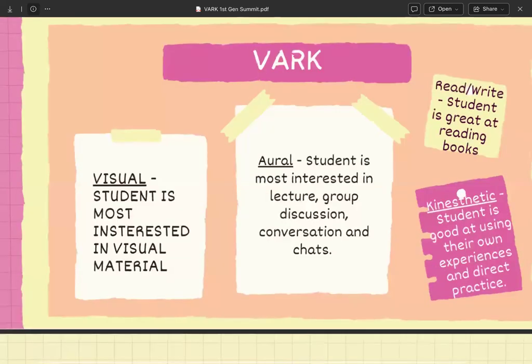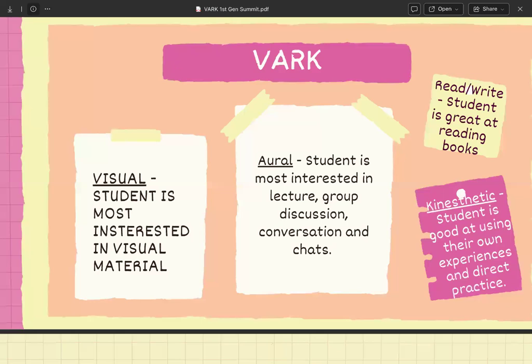Or VARK. V for visual. Student is most interested in visual material. Here, the teacher must use this to their advantage by using visual materials and visual aids. A, oral. Student is most interested in lecture, group discussion, conversation, and chats. Teacher must use information sharing that incorporates good listening skills for these learners.